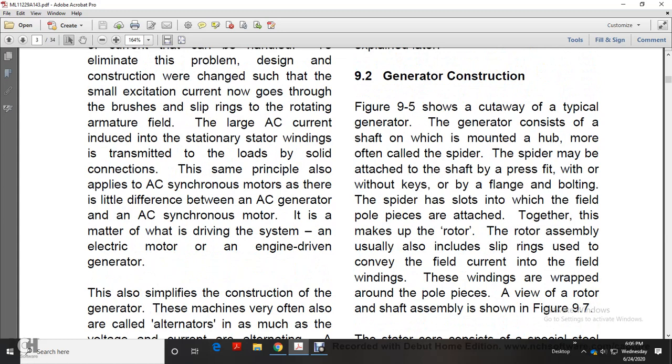Generator construction. Figure 9.5 shows a cutaway of a typical generator. It consists of a shaft with a mounted hub, more often called the spider. The spider may be attached to the shaft by a press fit, with or without keys, or by a flange or bolting. The spider has slots in which the field pole pieces are attached, which together make up the rotor assembly. This usually also includes the slip rings used to convey the field current into the field windings.